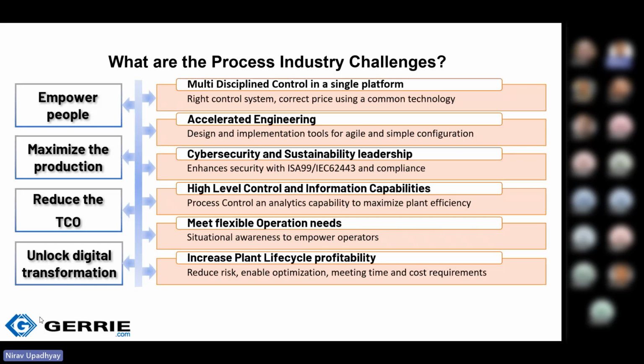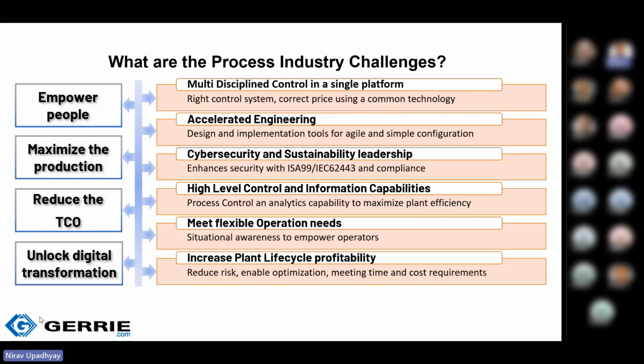So let's talk about a few process industry challenges. Today's process industry challenges are to empower people, maximize production, reduce the total cost of ownership, and unlock digital transformation. To address that, there are 6 different pillars in the market that put RA in a unique position: multidiscipline control in a single platform, accelerated engineering, cybersecurity and sustainable leadership, high-level control meeting flexible operation needs, and increased plant life cycle profitability.